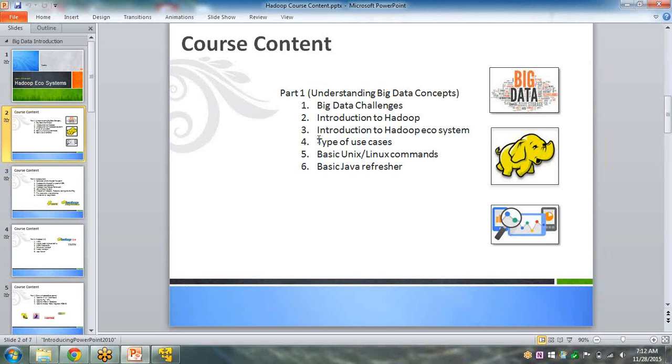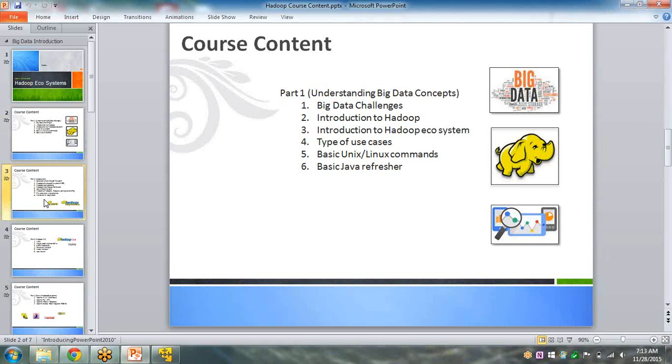Once we set up the ground, we'll get on to the actual discussions, like getting comfortable with Linux and Unix systems. We'll run through some of the frequently used commands, and if you are not familiar with Java, we'll touch upon some Java basics as well. So the first part is mostly introductory and setting the level ground.